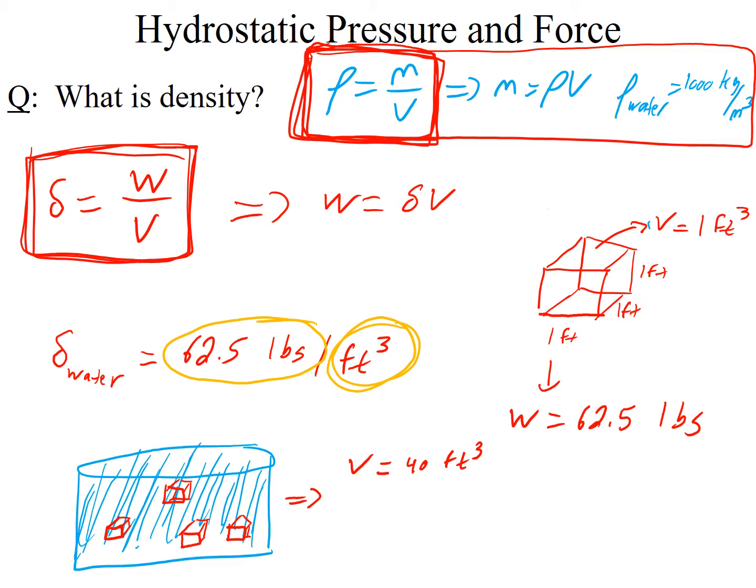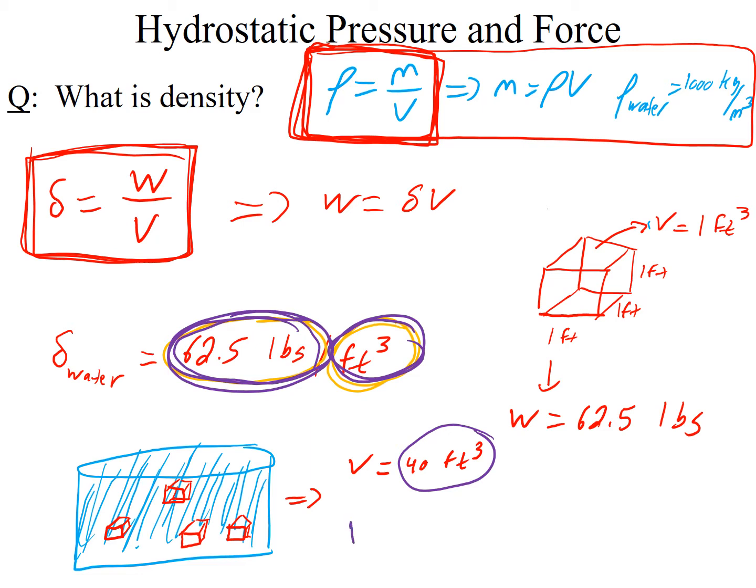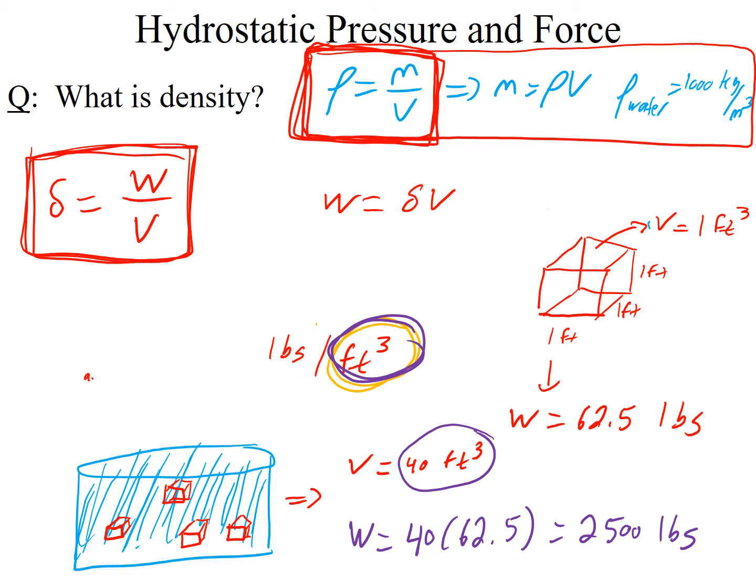Well, each cubic foot is 62.5 pounds. So each cubic foot of the water is 62.5 pounds. So if you have 40 of them, then you have 62.5 pounds 40 times. So that means the weight of the water, this W stands for weight, is going to be 40 of the 62.5 pounds, which turns out to be 2,500 pounds. Okay, so in general, if you know the weight density of water and you multiply it by the volume of water that you're trying to talk about, then you can get the weight. Okay, so that's how that goes.